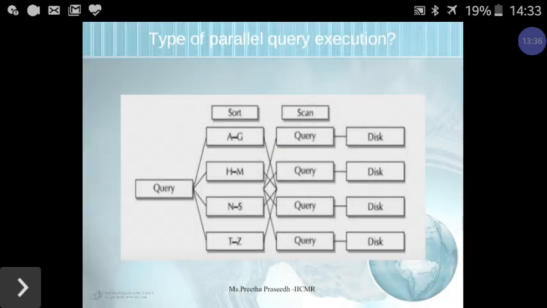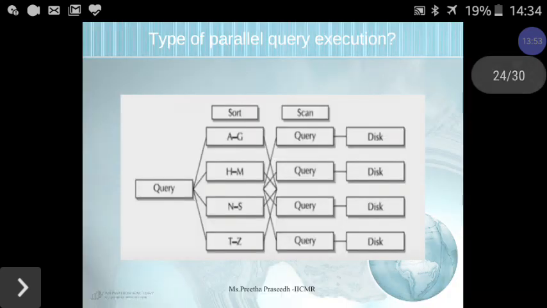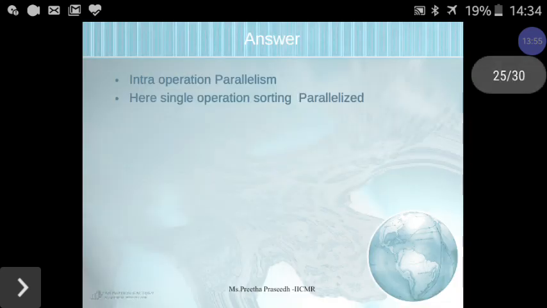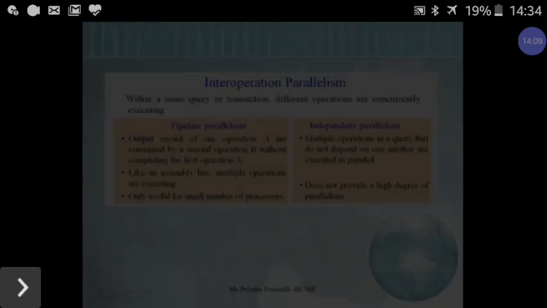So see this image, type of the parallel query execution. Can you imagine which kind of query optimization technique it is? It is intra-operation parallelism. That is, the single operation sort is parallelized over here. So two factors which play an important role in parallel query optimization are the total time spent to find the best plan and the amount of time required to execute the plan.